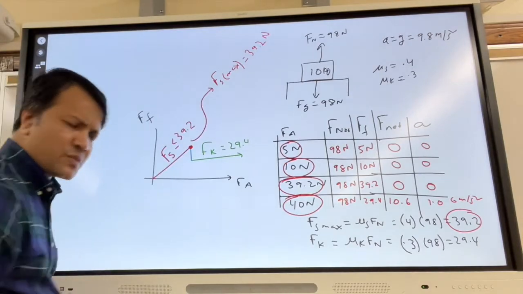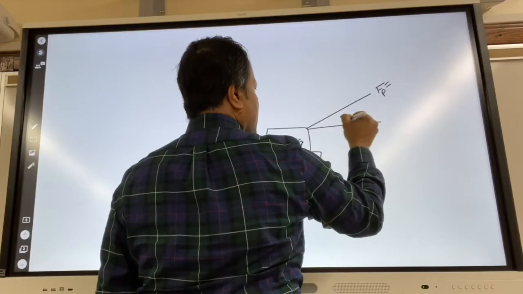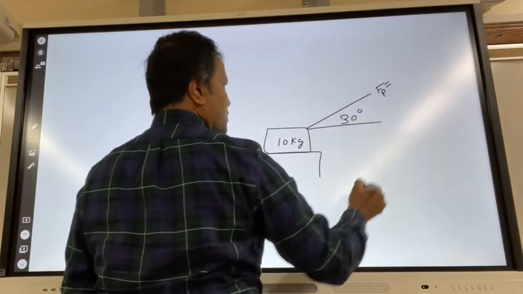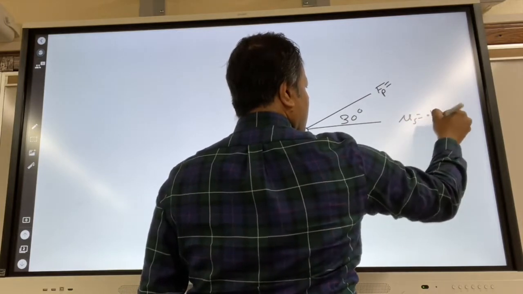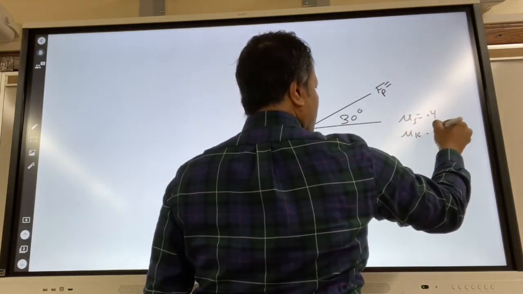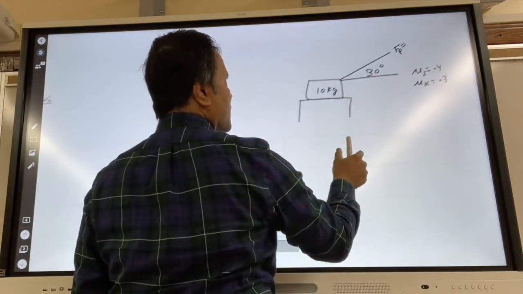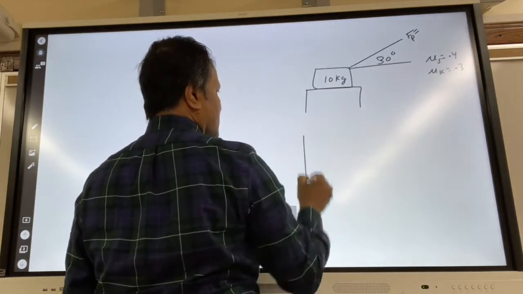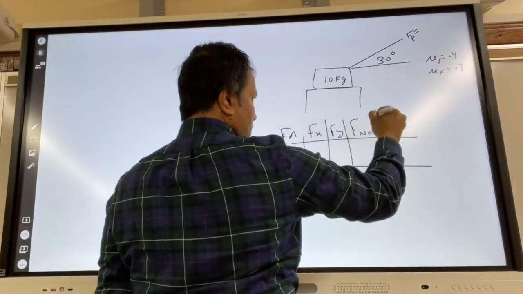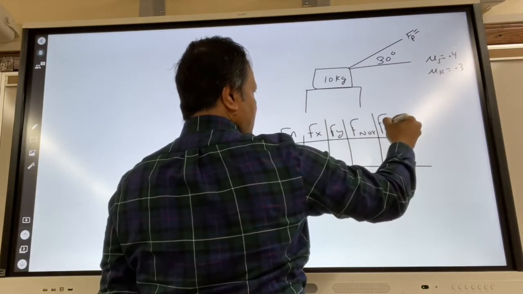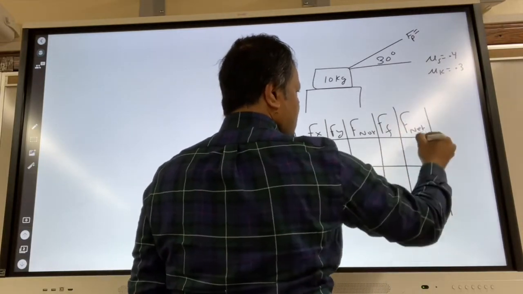Now we're gonna do problem number 2. 30 degree angle. Mu s is 0.4, and mu k is 0.3. All right, so we're gonna try to find the following things: applied force, F normal, F friction, F net, and then the x acceleration.